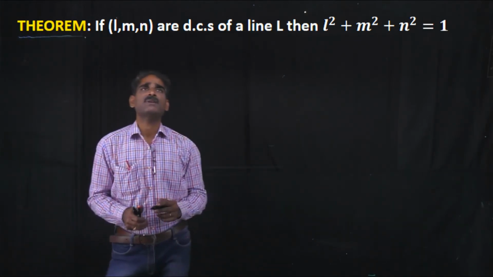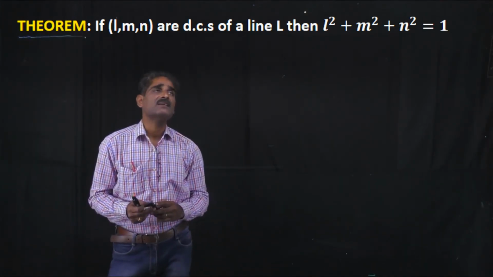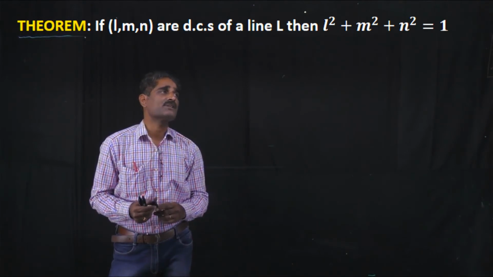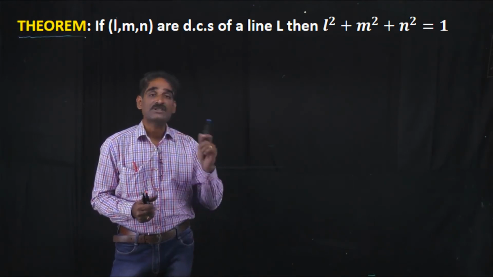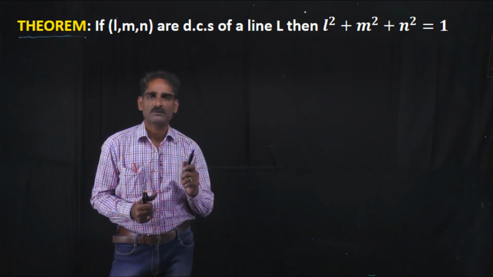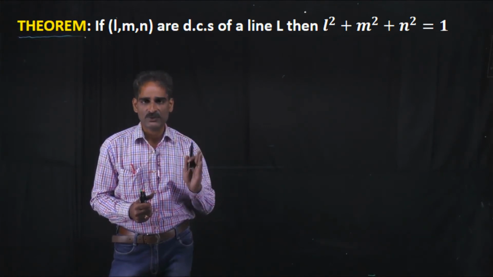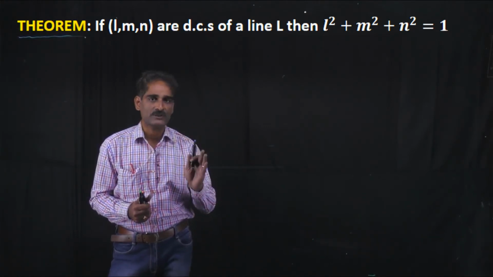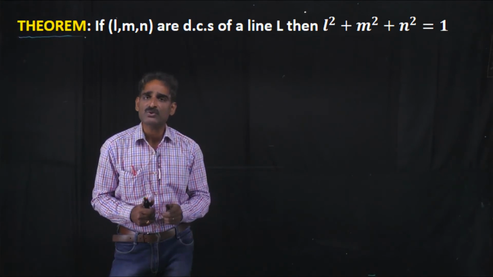If l, m, n are the direction cosines of a line, then l square plus m square plus n square equal to 1. This result is very, very important. Proof is not important from the examination point of view. The result is very, very important. So first of all, you have to introduce DCs.